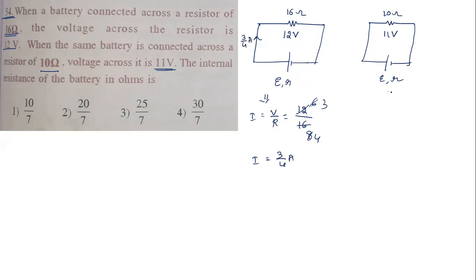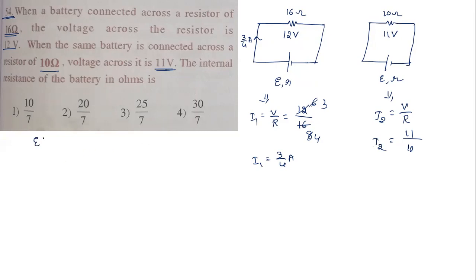In this case now, current is how much? Let's say this is I1. I2 is V by R. In this case V is 11 and R is 10. So let us keep it as it is, 11 by 10 or 1.1. Not an issue. So now EMF remains the same, right?